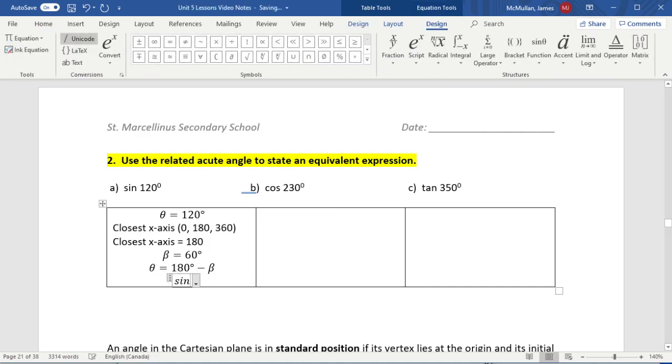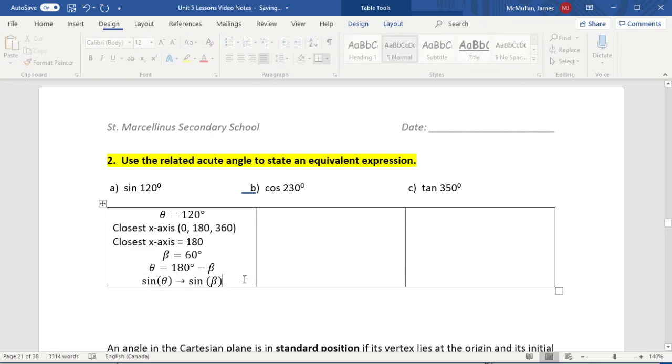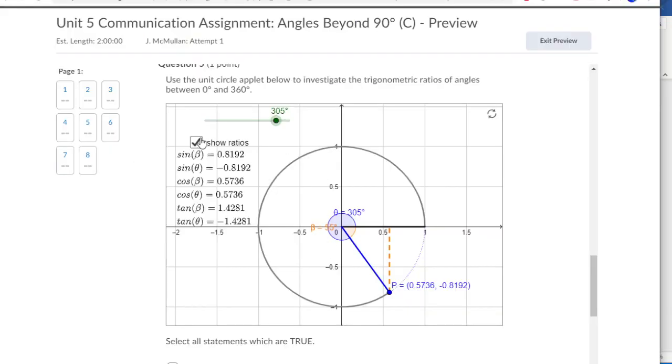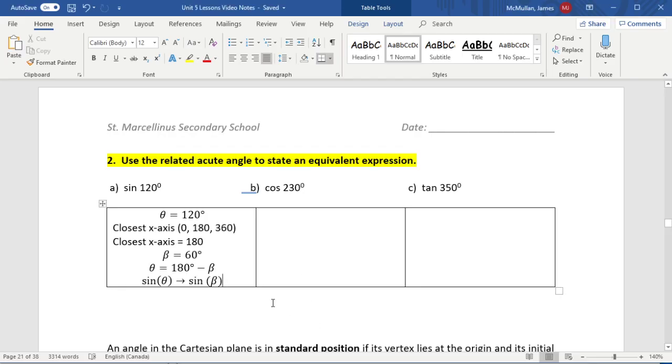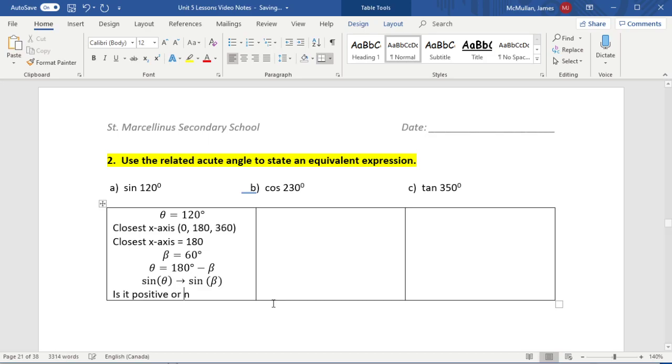Because I know that sine, now here's where you get to the related expression part. Okay? So just try and pay attention. What does this mean? I know that sine theta is related to sine beta. They always have the same numbers. Just look here, right? No matter how I change it, sine beta and sine theta have the same numbers every time. The only thing that can be different is whether they are positive or negative.